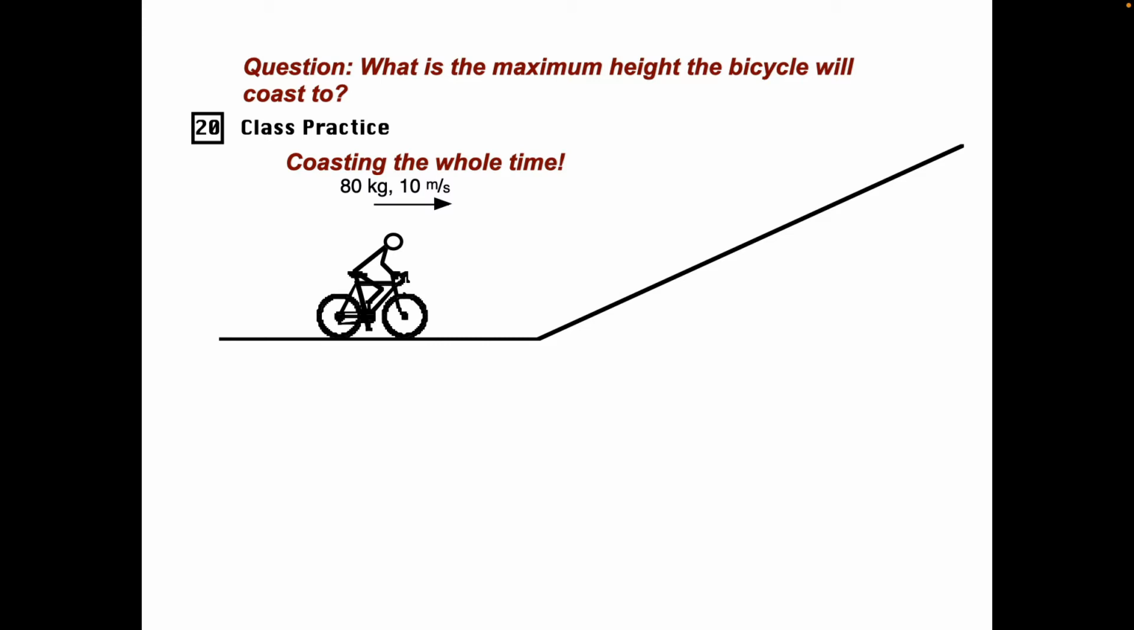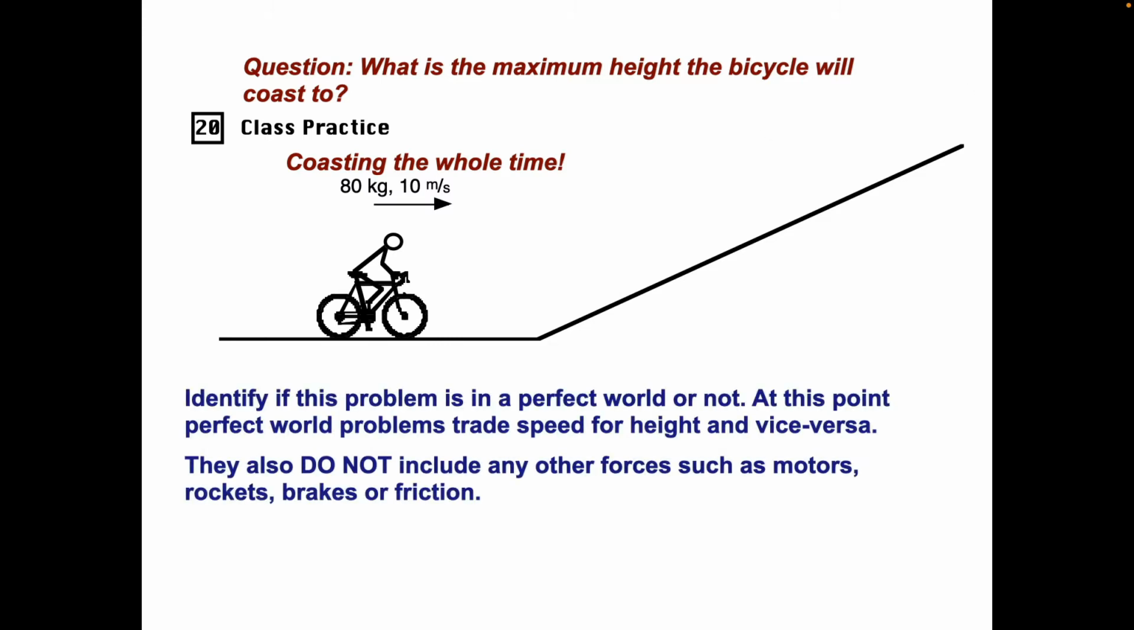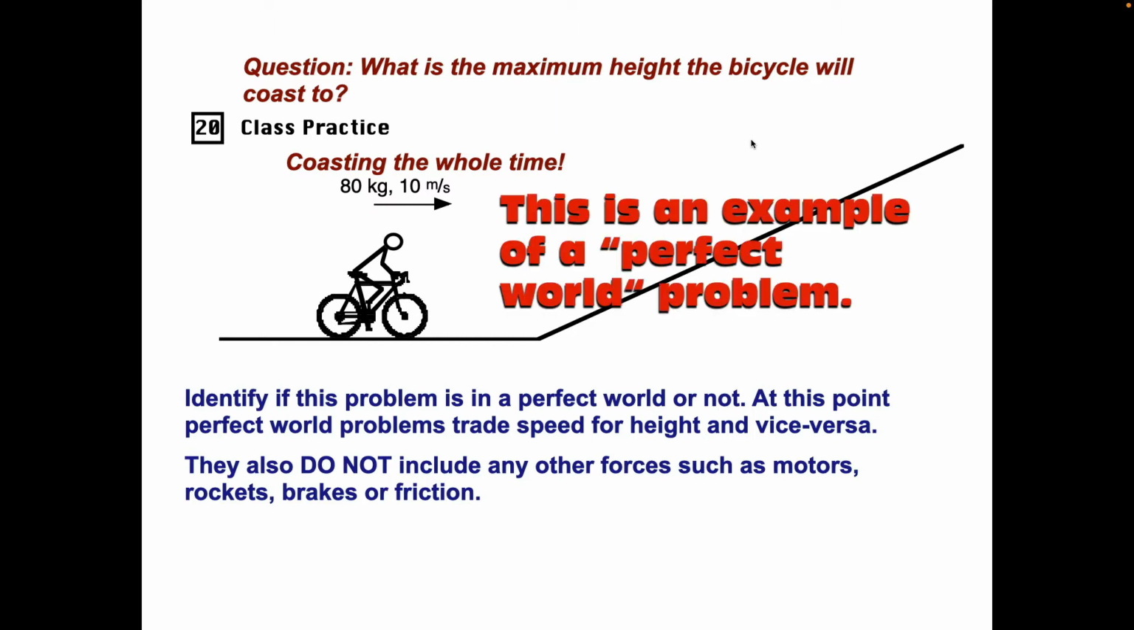So we're going to start off kind of simple, and I'm going to call this perfect world physics, kind of like Dr. Seuss wrote these problems. So there's no friction, there's no outside forces. All I have to deal with is something that's coasting or gliding and the force due to gravity and the energy stored in that force. So I'm not going to have any motors, rockets, brakes, or friction for these kinds of problems. So this is an example of what we'll call right now a perfect world problem, and then we'll roll into the real world problems and add more energies.